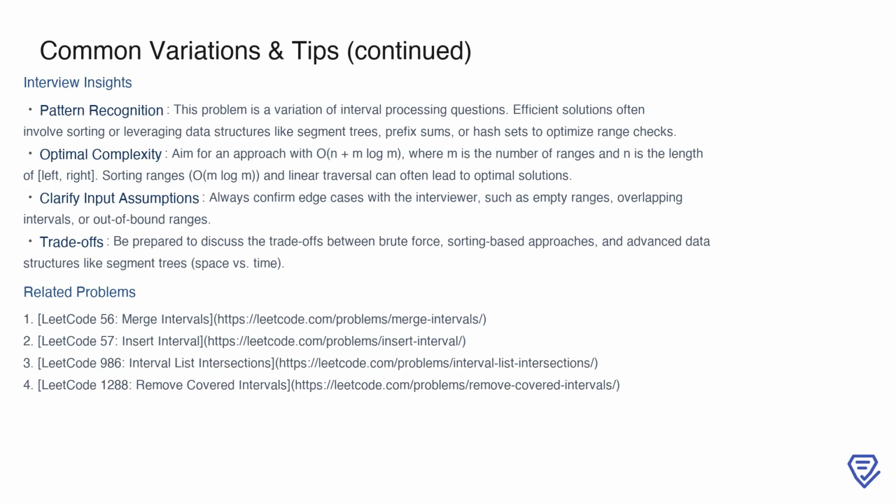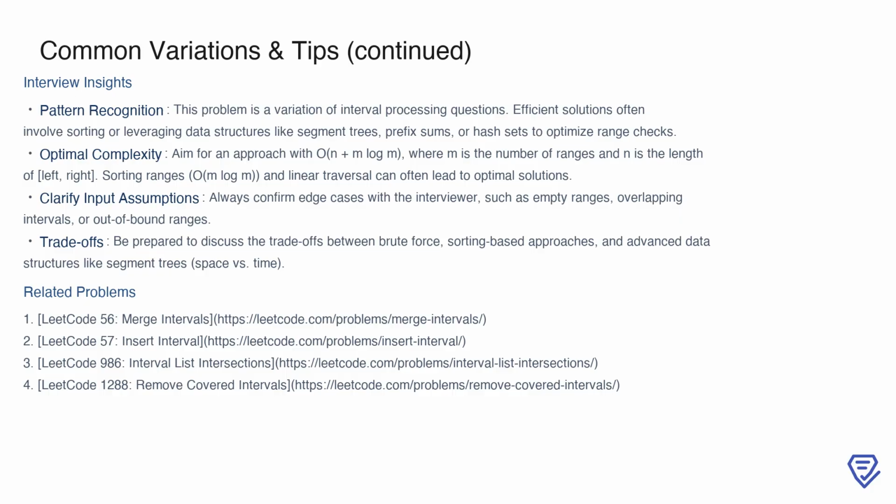Now, when approaching this problem in an interview setting, there are a few key insights to keep in mind. First, recognize that this is a variation of interval processing problems, which often benefit from strategies like sorting or using advanced data structures such as segment trees or prefix sums. These tools allow you to optimize the range checking process. Aim for a solution with a time complexity of O(n + m log m), where m is the number of ranges and n is the length of the interval [left, right]. This can typically be achieved through sorting and a single linear pass.